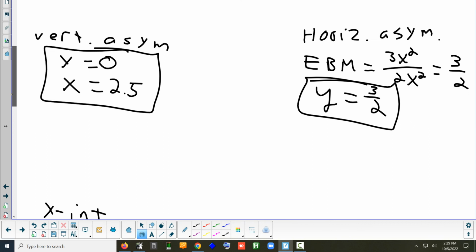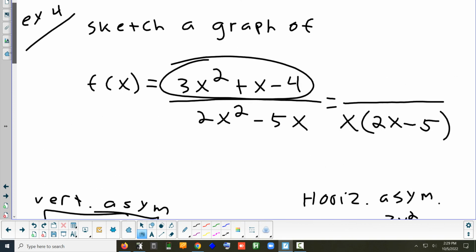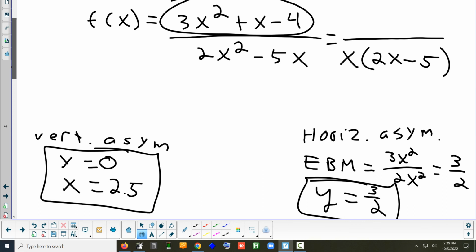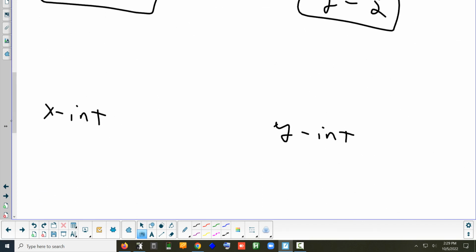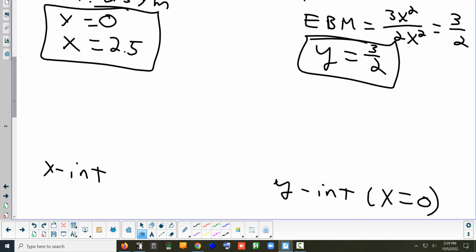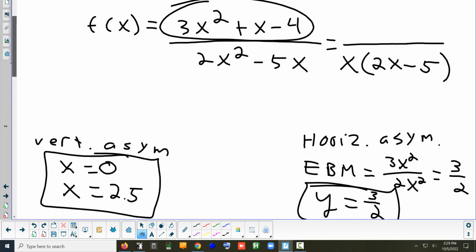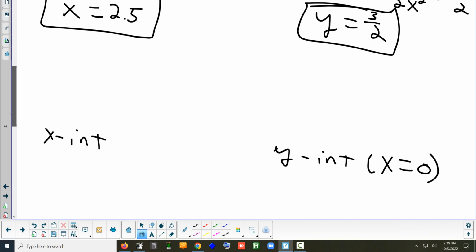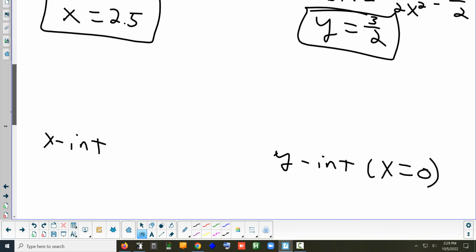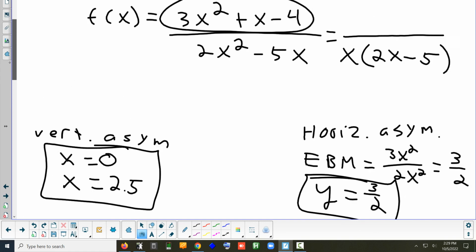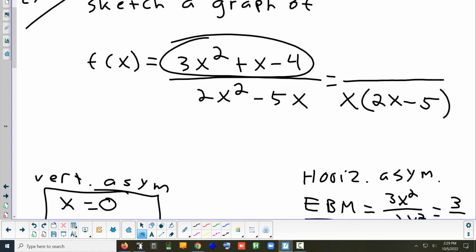What's the y-intercept is when you plug in 0 for what letter? X. But what did we already say about 0 earlier? It can't be plugged into x. Why? Because you would have to divide by 0. Right. To find the y-intercept, you need to plug in 0 for x. But in this problem, you can't. If you plug in 0 for x, you're going to cause yourself to divide by 0.